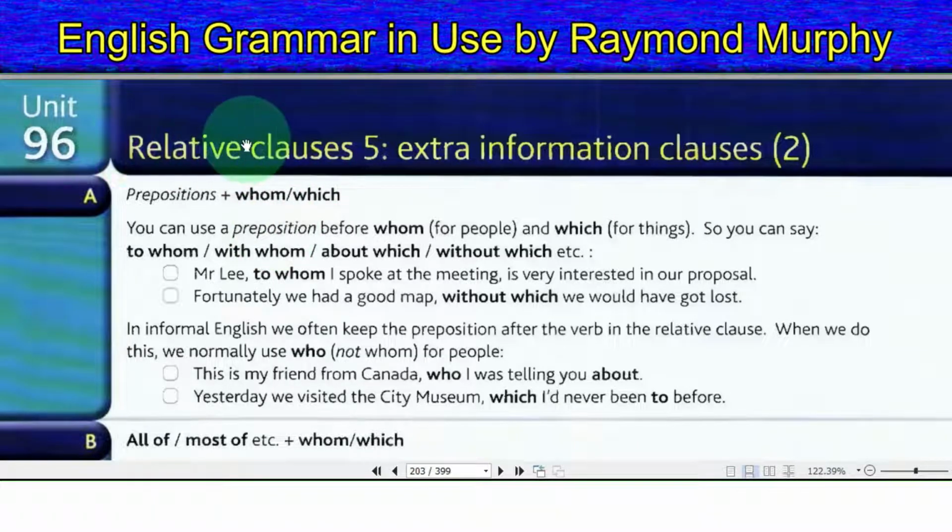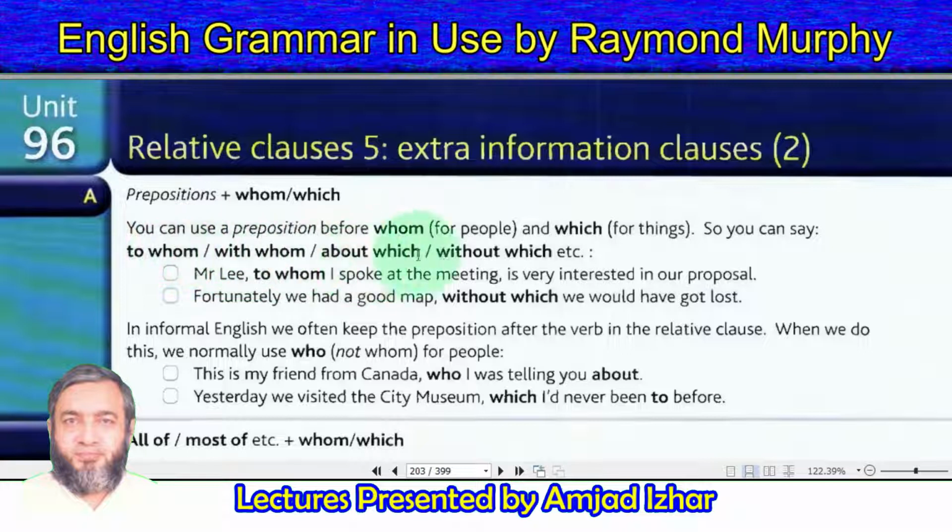Relative clauses 5. Extra information clauses 2. A. Prepositions plus whom, which. You can use a preposition before whom for people and which for things. So you can say to whom, with whom, about which, without which, etc.